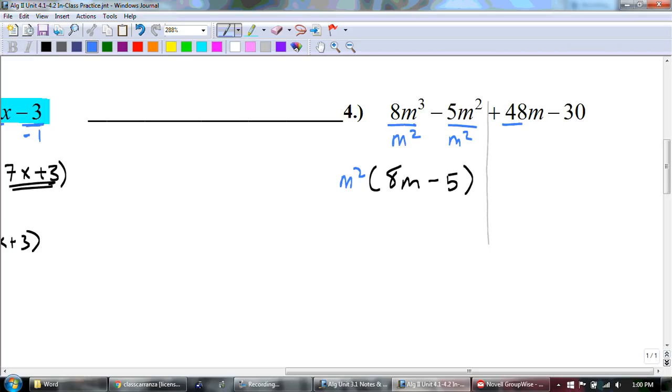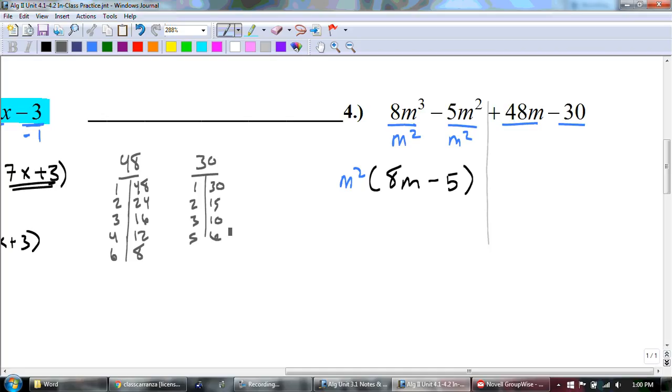And then in the back, well, yeah, there's something between 48 and 30. If you don't know, you need to write out the factors, okay? 1 and 48, 2 and 24, 3 and 16, 4 and 12, 6 and 8. 1 and 30, 2 and 15, 3 and 10, 5 and 6. Okay?